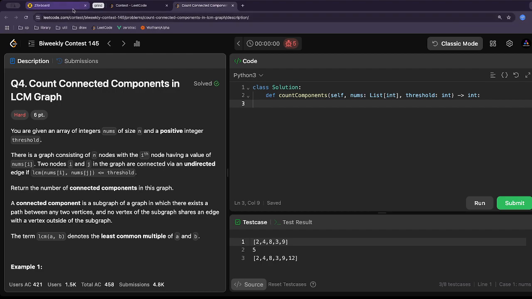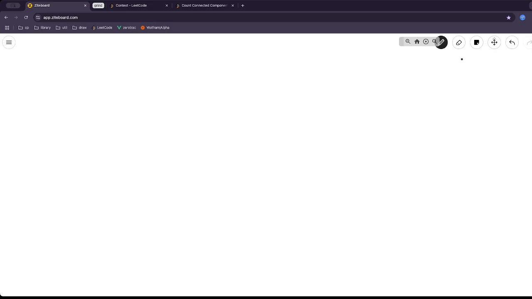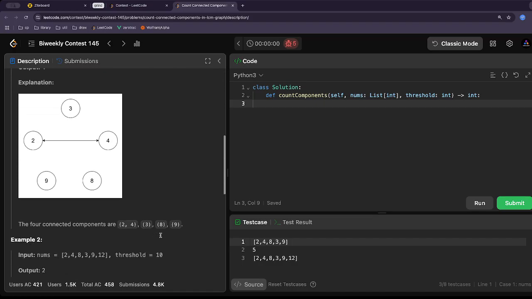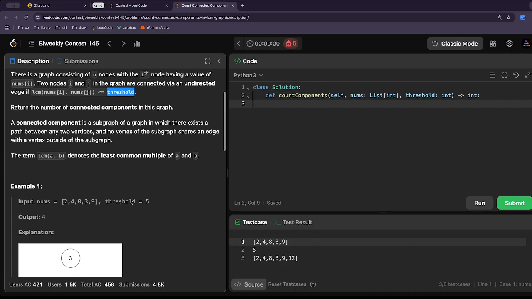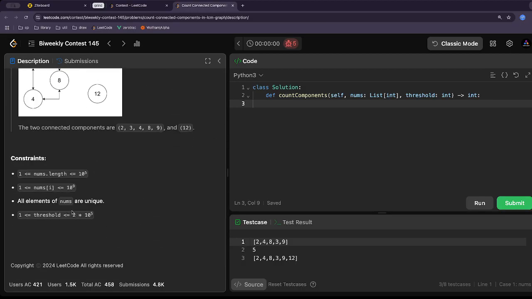So here, what you need to take into account is that the LCM has to be less than or equal to the threshold, right? So that means that the threshold is a kind of a small number. So what if we consider each value, right?